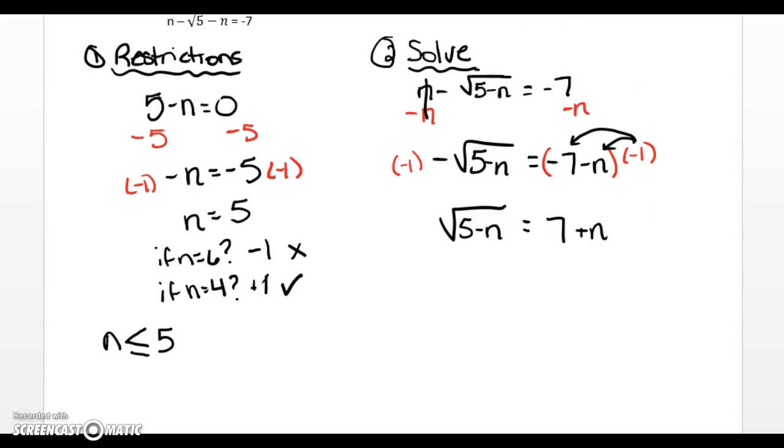Then what we want to do is get rid of this square root symbol. That is really gross. It's really hard to try and think of a number that would make that equation true, so we're going to get rid of it. In order to get rid of it, you have to do that opposite operation. So you're going to square each side. If this is a square root, you want to square it. So the square cancels out your square roots. So you're left with 5 minus n, and that's equal to 7 plus n squared.